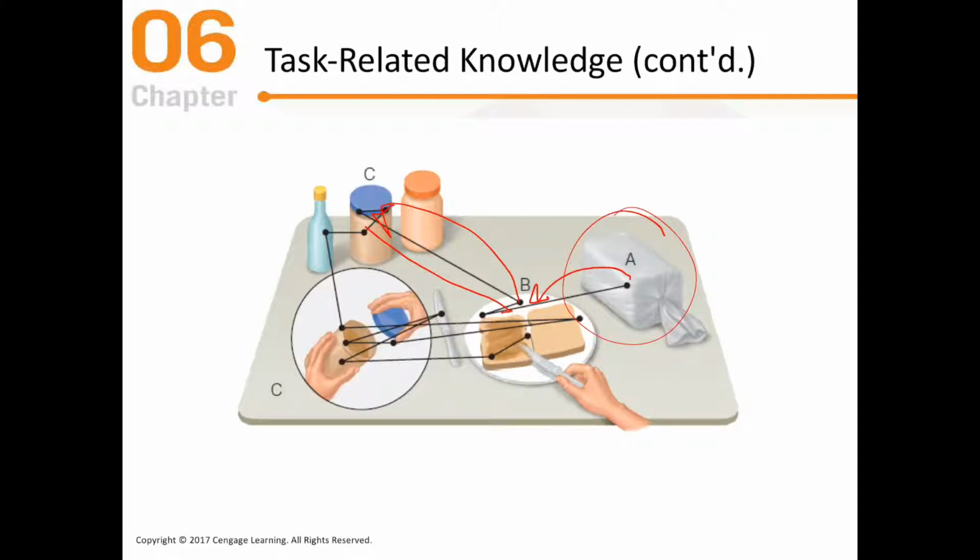First, you would get the bread out. Then you would unscrew the lid. Then you would take the knife and put it in the peanut butter and then put it on the bread. All of these things are task-related knowledge because, of course, it's a sequence of events.